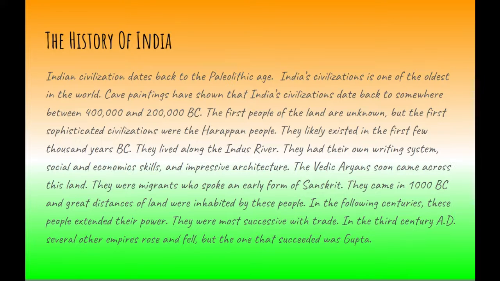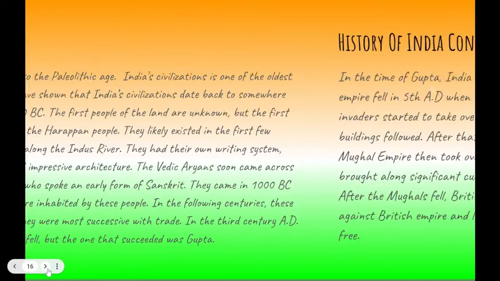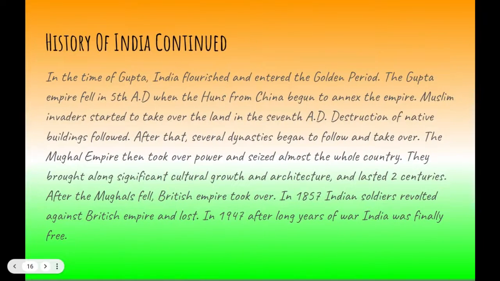Several kingdoms were built from the same people, but the one that succeeded was Gupta in the 3rd century AD. So in the Gupta Empire time, they had that golden period. And that empire fell in the 5th century AD when the Huns from China began to take over the empire. Then Muslim invaders started to take over the land in the 7th century AD, and then the destruction of native buildings followed. After that, several dynasties began to follow and take over.